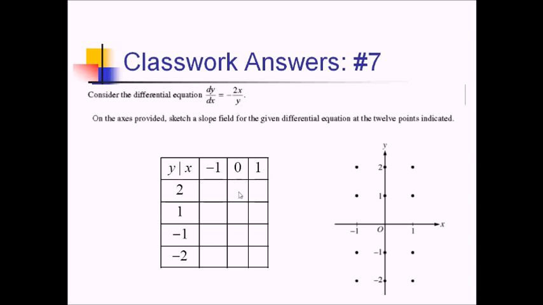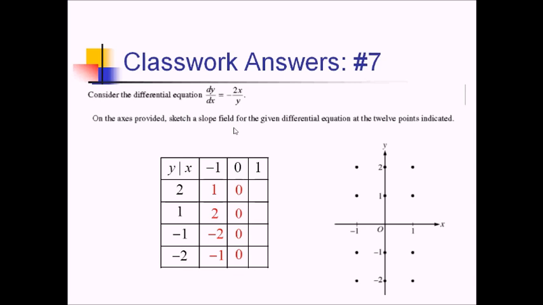All right, so plugging all these in, I've got an x value of -1 to start with, so this is -2 times -1, or 2 over whatever these y values are. So 2 over 2 is going to give us 1. 2 over 1 is 2. 2 over -1 is -2. And 2 over -2 is -1. Next, we have an x value of 0. That's going to zero out everything, so I'm just going to write zeros all the way down.